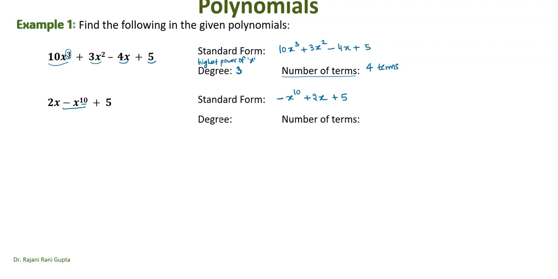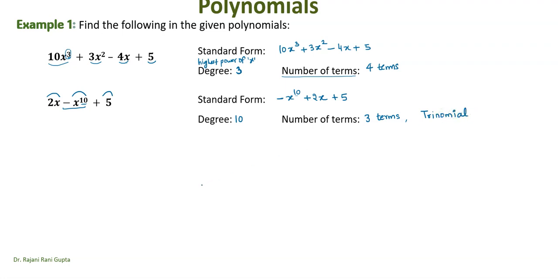Now, if you look for the degree from standard form, it is very easy to identify because the highest power of x is at the first place. So the degree is 10. And then how many terms are there? 1, 2, 3. There are 3 terms. Do we have a specific name for it? We saw it just before. Yes, we call it a trinomial.